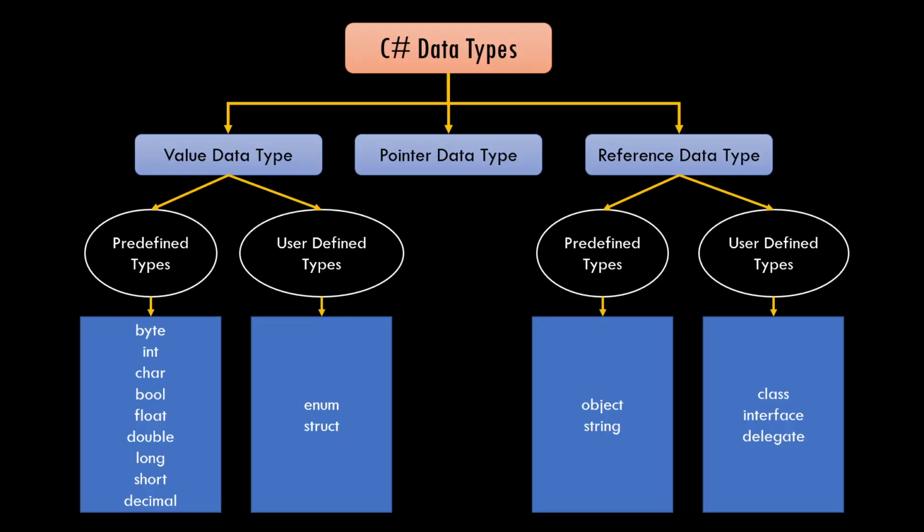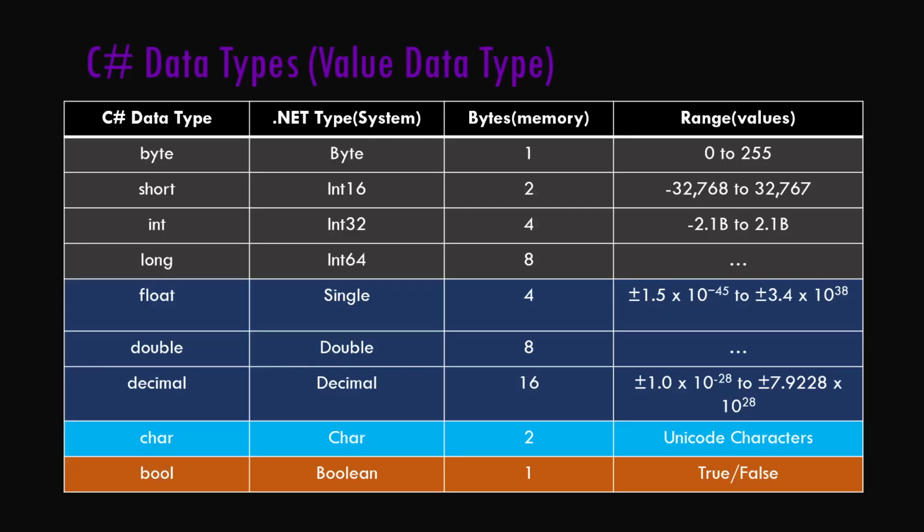These are the different types of data types: value data type, pointer data type, reference data type. They are further classified into predefined types and user-defined types. Predefined types are there in the system, and user-defined types we create through our program. Now C-sharp data types, value data type. This is the table representing value data types and the .NET type, the memory they are allocated, and their range of values.